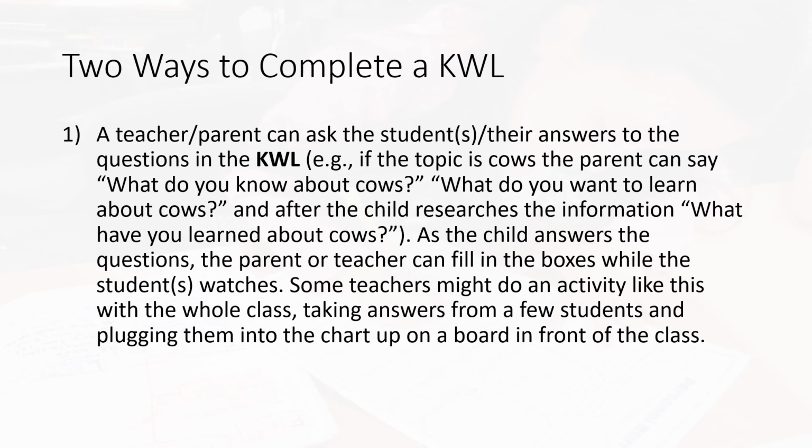Now I'm going to talk about two different ways to complete a KWL. In the first way, a teacher or parent can ask the student their answers to the questions in the KWL. So if the topic is cows, the parent can say, what do you know about cows? What do you want to learn about cows? And after the child researches the information, they can ask, what have you learned about cows? As the child answers the questions, the parent or teacher can fill in the boxes while the student watches. Some teachers might do an activity like this with the whole class, taking answers from a few students and plugging them into a chart up on the board in front of the class.